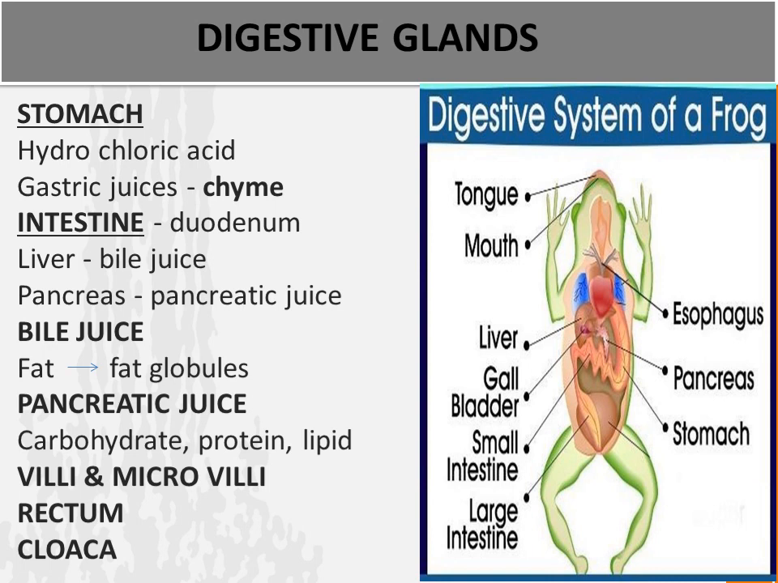Then the waste will be sent towards the rectum region. From the rectum the waste will reach the cloaca region, and through the cloaca the digestive waste will be eliminated out. So that is the process of the digestive system in frog. Clear?